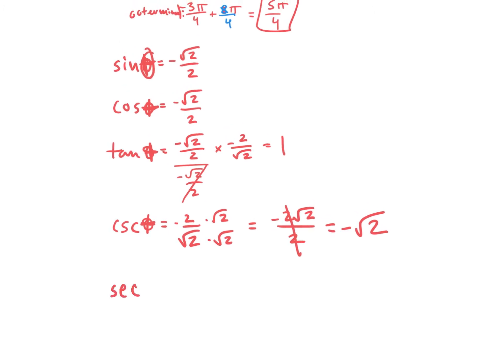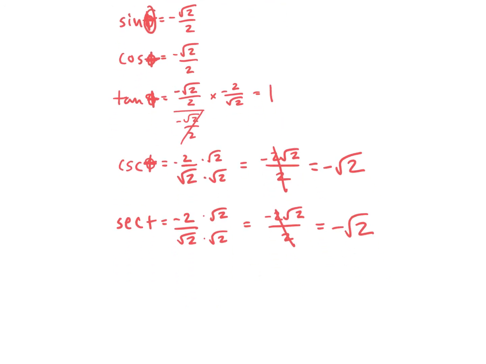Next, I need to find secant of t. So I flip cosine, it's going to be negative 2 over square root 2. I have to rationalize again, so multiply the top and the bottom by square root 2. So negative 2 square root 2 over 2. 2's cancel, so it's negative square root 2. And then lastly, I have to find cotangent of t. So I can just flip tangent, which is just 1.